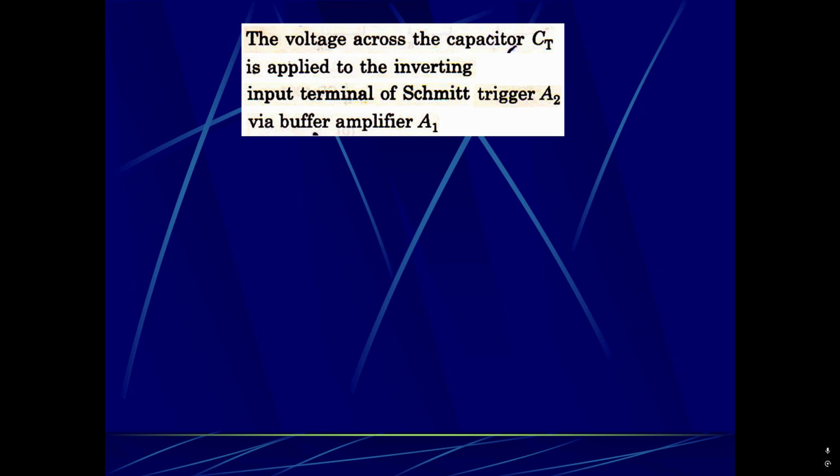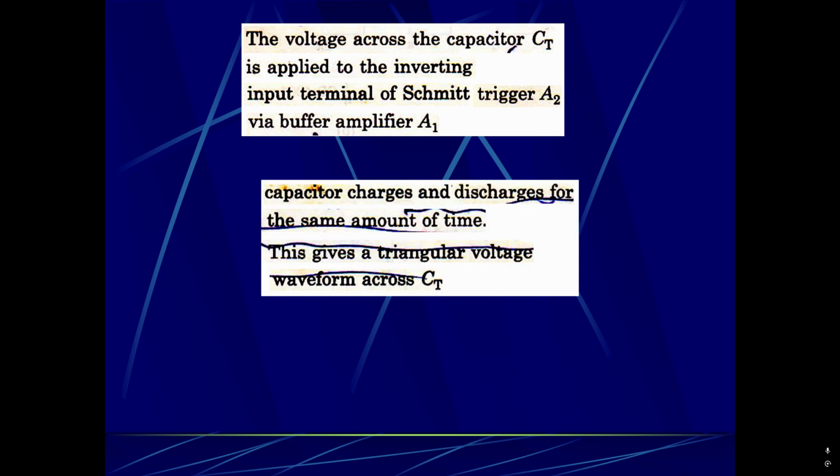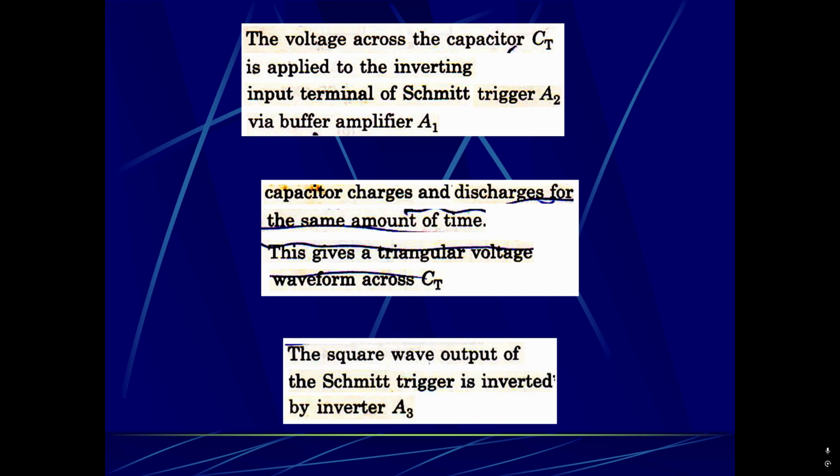The voltage across the capacitor CT is applied to the inverting input terminal of Schmitt trigger A2 via buffer amplifier A1. The capacitor charges and discharges for the same amount of time. This gives a triangular voltage waveform across CT. The square wave output of the Schmitt trigger is inverted by inverter A3.